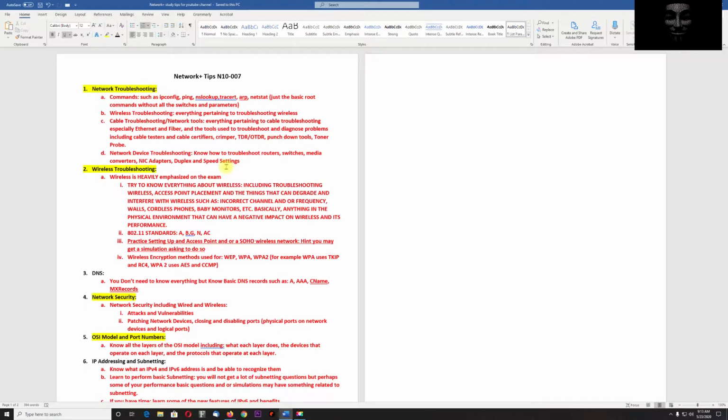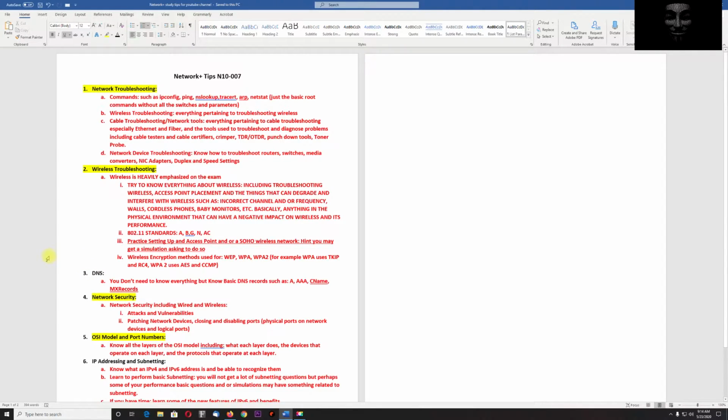So everything wireless, including troubleshooting it, including the standards, the A, B, G, N, AC, access point placement. Know what kind of things can interfere with an access point. Wireless encryption methods. So when you're talking things like WEP, WPA, WPA2, know what kind of encryption and authentication it uses.